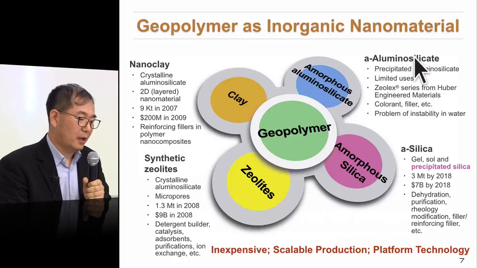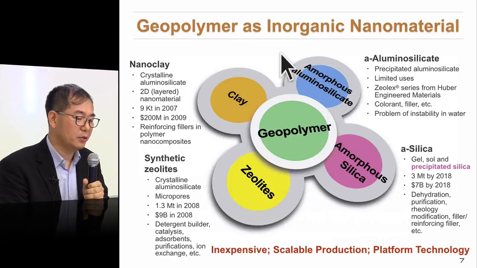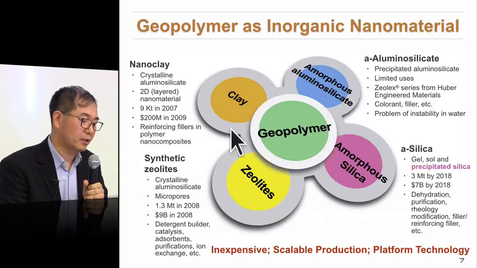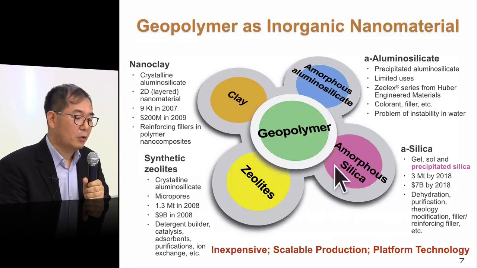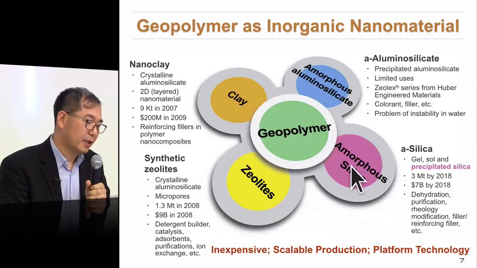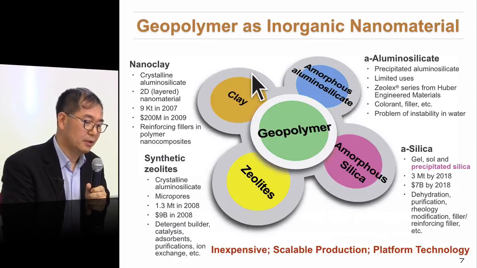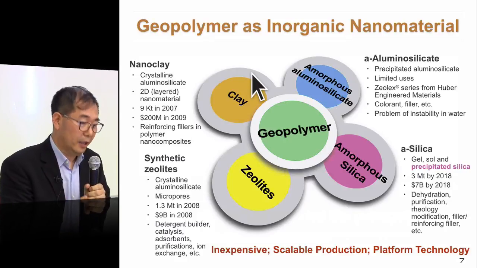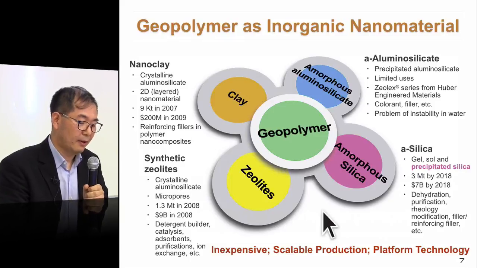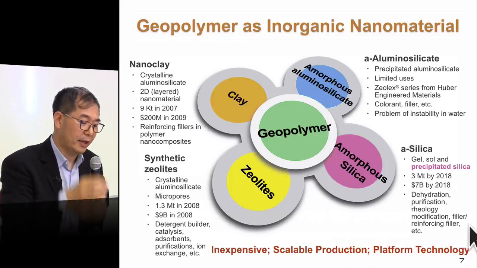So what I'm emphasizing here is that geopolymer is very similar to all this. It's an aluminosilicate tetrahedral network structure like zeolites, amorphous silica has a tetrahedral network structure, and clay is aluminosilicate with negative charges on the surface. So can we make geopolymer in large quantity, make nanostructured geopolymer, and use this material for various applications, and basically provide a so-called platform technology like other materials do?